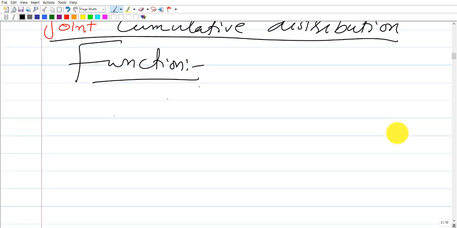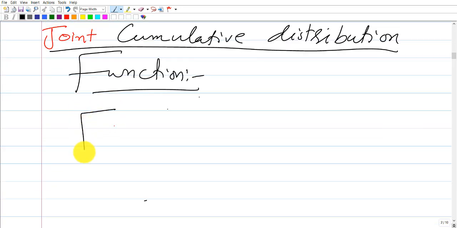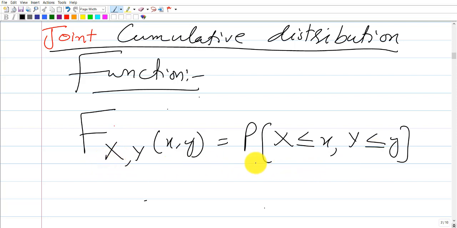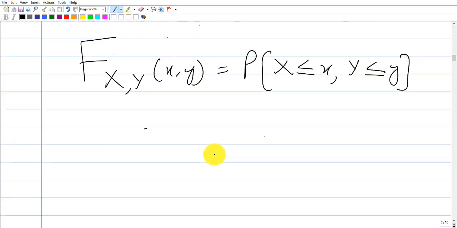So the joint CDF is defined with the same basic definition as FX, but now instead of one subscript we have XY. So F_XY(x,y) is equal to the probability that X is less than or equal to x and Y is less than or equal to y. This simply means that we have to look for the probability of finding a certain event in two dimensions. And in two dimensions we have a surface, just like in one dimension F_X(x) was just a single line.